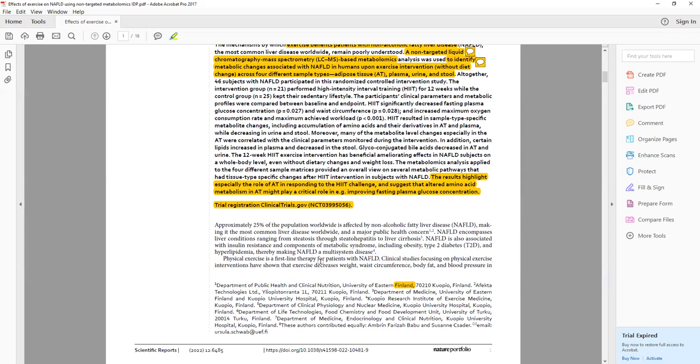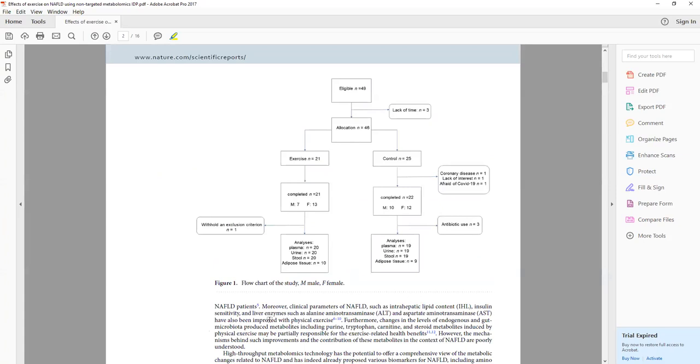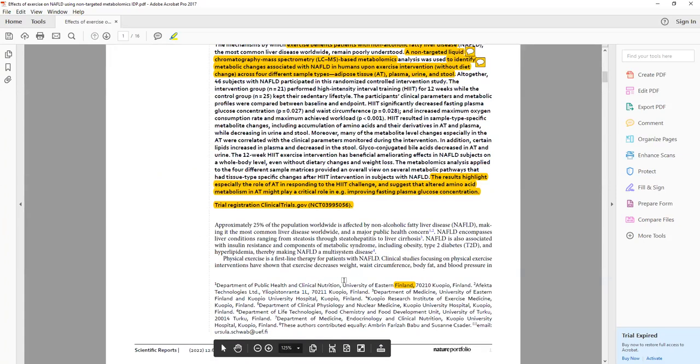Physical exercise is the first line of therapy for patients with NAFLD, and clinical studies focusing on physical exercise intervention have shown that exercise decreases weight, waist circumference, body fat, blood pressure in NAFLD patients. Okay, so now we have a better understanding of what this is, and why they wanted to investigate this specific topic.